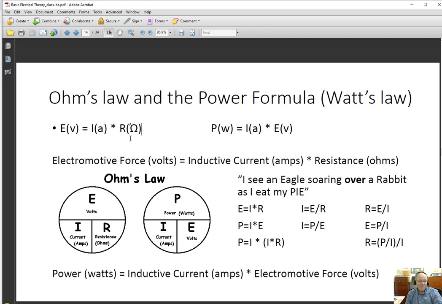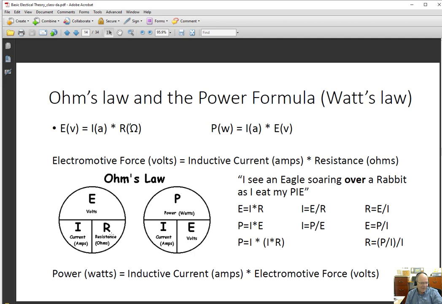I mean, I say, what's your salary? Used to be $100 a week. I'm going to double it. What is it now? $200 a week. If that makes sense to you, if you understand that, you understand the math. Electromotive force equals inductive current times resistance.